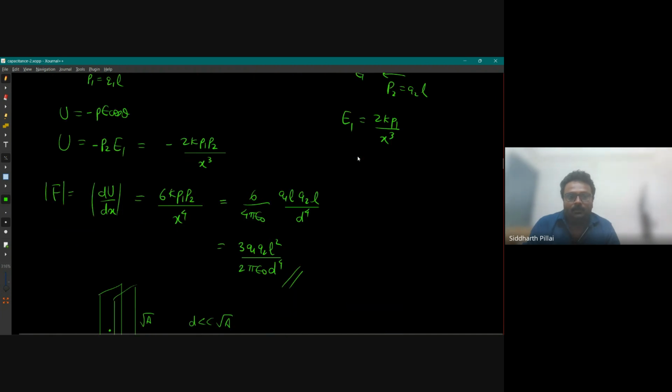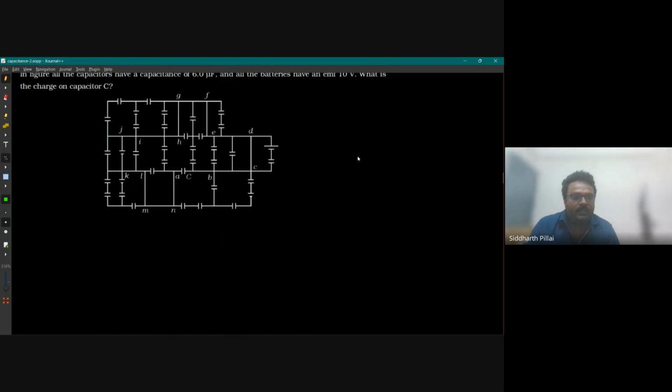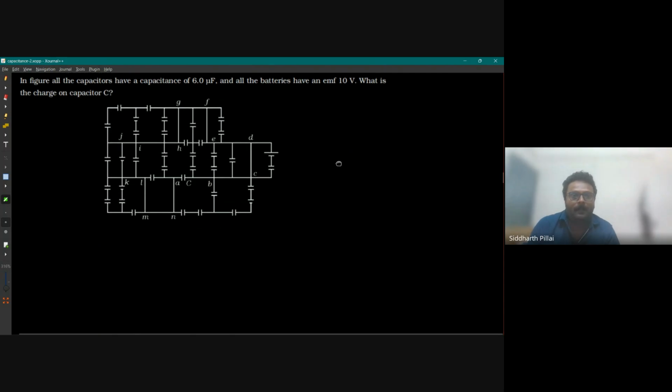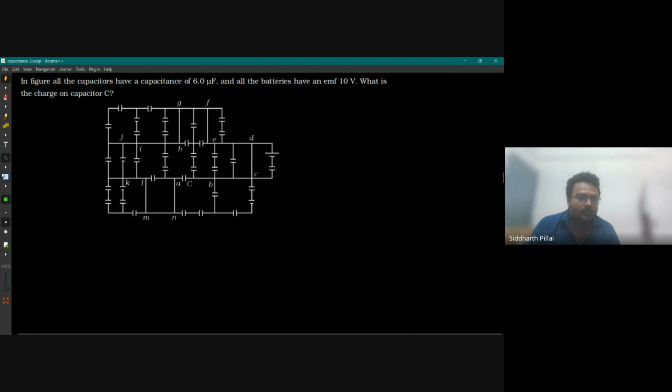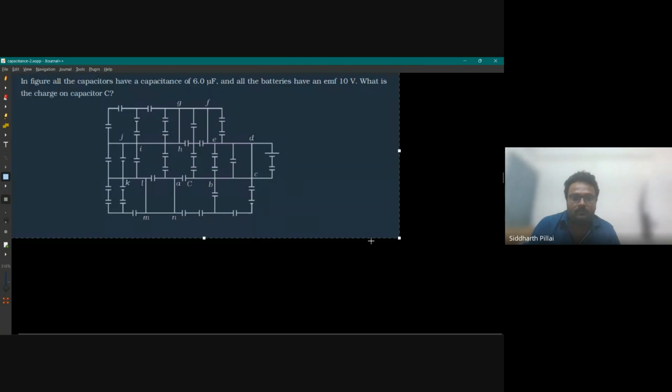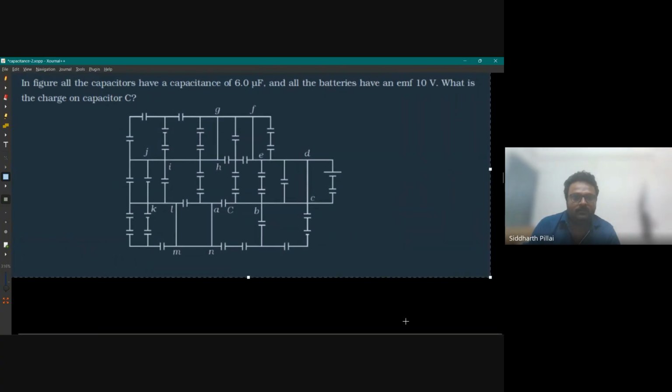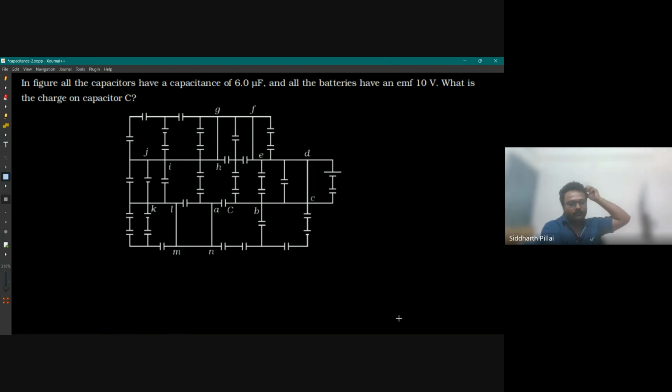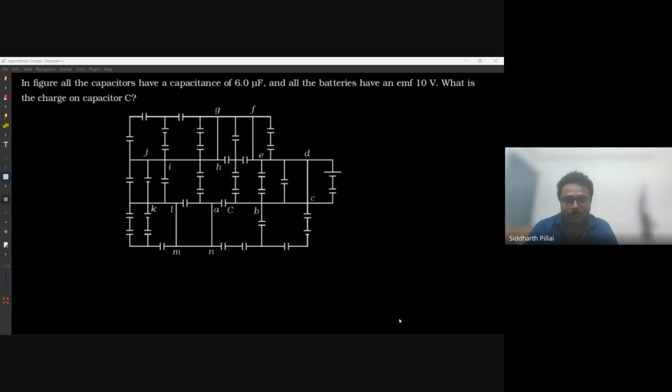All right, let's move on then to the next problem. Let us go to the next one. I'll zoom this in. Please try to solve it. I'll give you 3 minutes to solve it. The clue is in the figure. I hope the figure is visible to everyone.